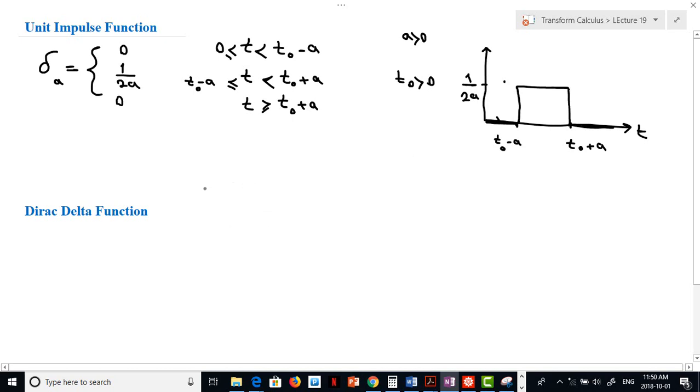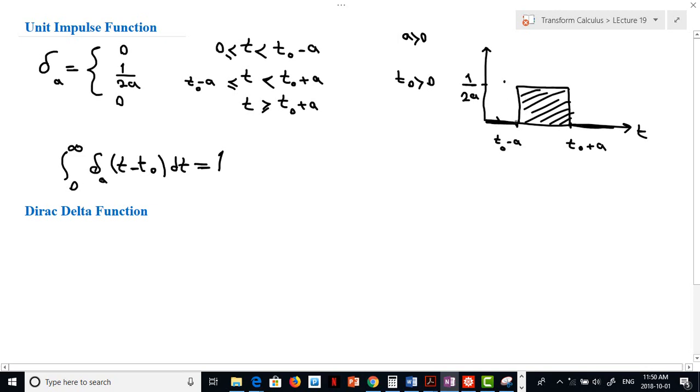Why do we call this function the unit impulse function? Because if you find the integral from 0 to infinity of delta a of t minus t0 dt, you can see that this integral is equal to 1. That's why we call it the unit impulse function. Why is it equal to 1? Because the integral is the area enclosed between the function and the t-axis. In fact, we have to find this area.